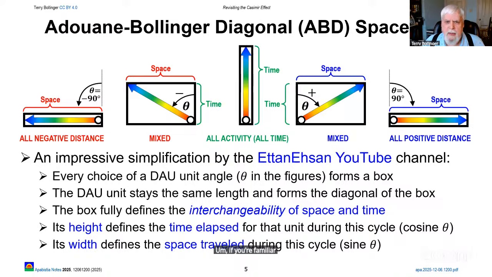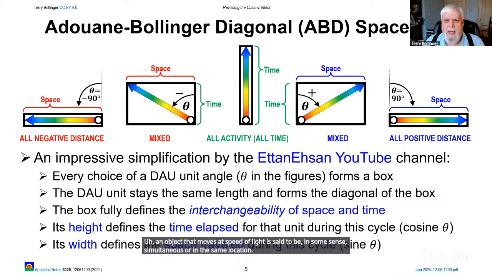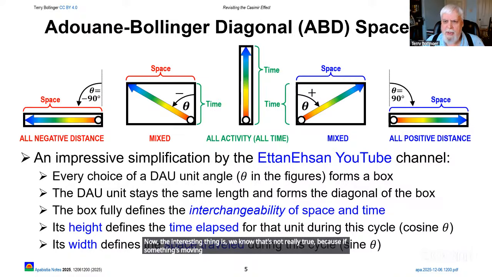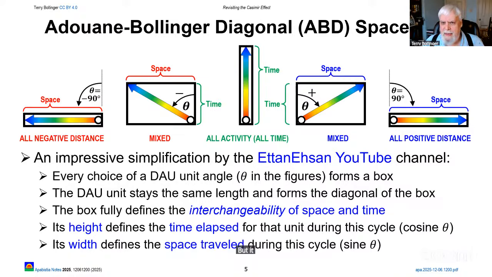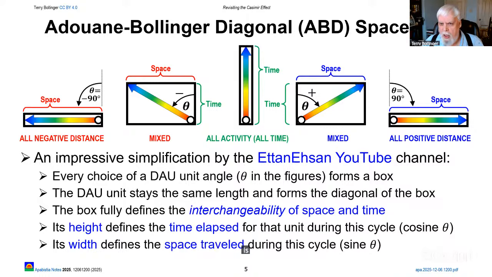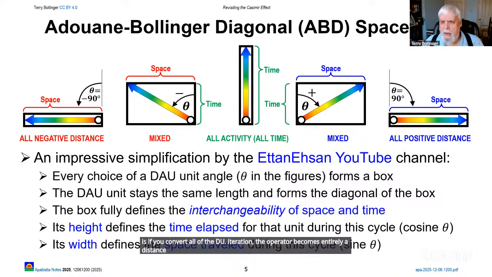If you're familiar with the concept of an interval in special relativity, an object that moves at the speed of light is said to be, in some sense, simultaneous or in the same location. Now, the interesting thing is, we know that's not really true, because if something's moving at the speed of light, yeah, the time stops, but it also changes the distance. So this simple rectangular representation actually captures that quite nicely in saying that, yeah, the time stops, but that's not the whole issue. The only way the time stops is if you convert all of the DAU iteration, the operator, becomes entirely a distance-like operator.